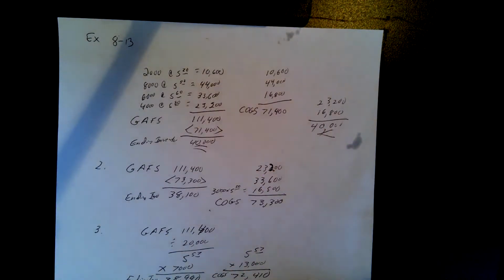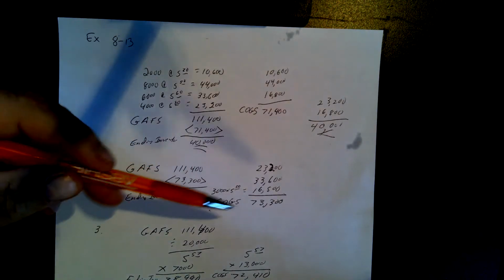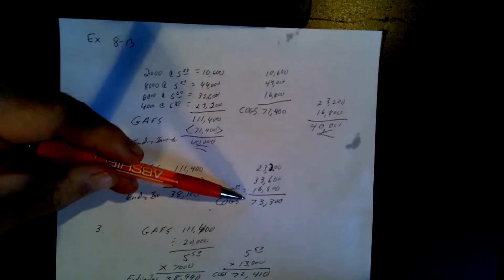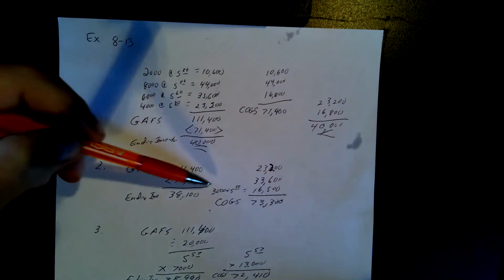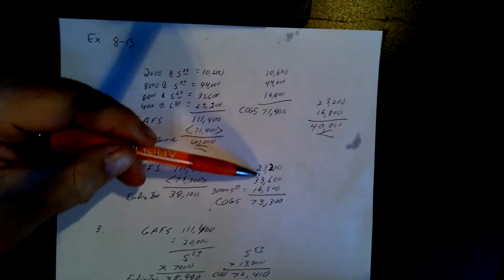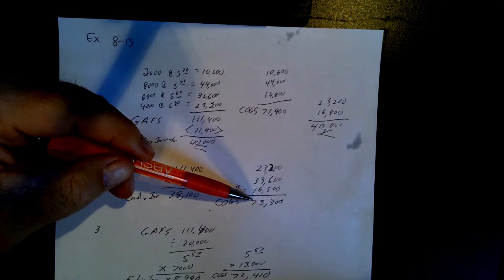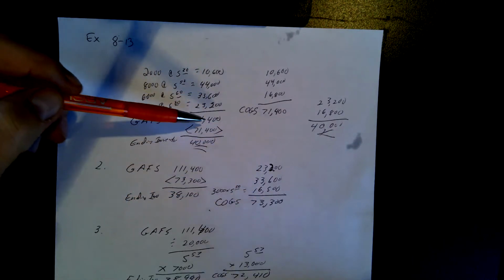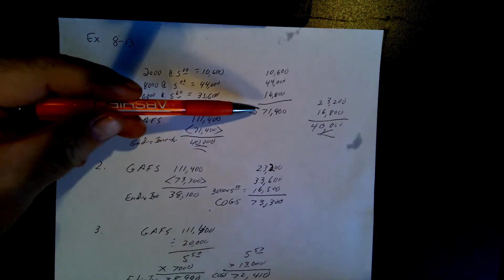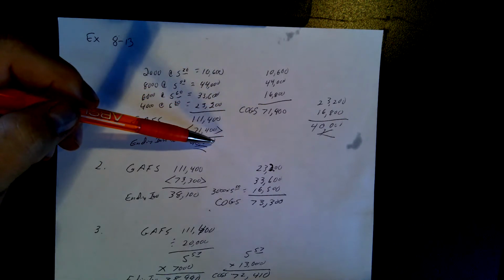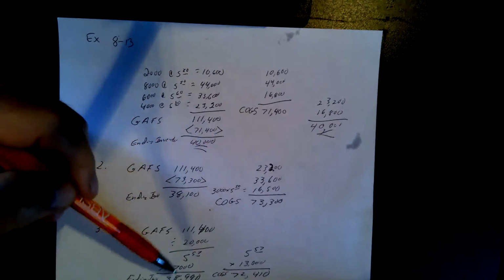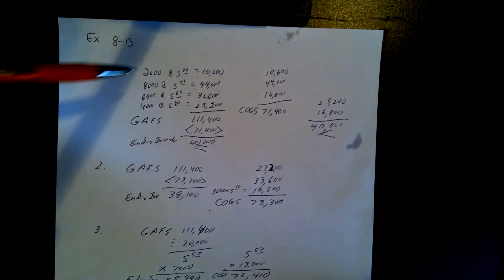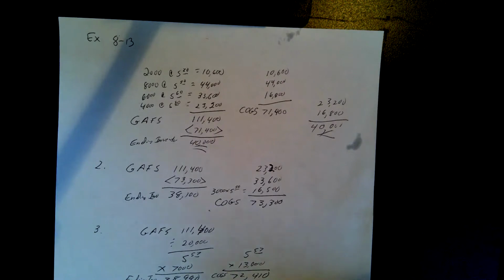Now notice on this, LIFO will always give you the higher cost of goods sold if prices are increasing, and in this case they were steadily increasing, and so that'll give you the higher number. The cost of goods sold will always be the lowest under FIFO when prices are generally rising, and then the average cost will be in the middle. All right, so that is exercise 8-13.